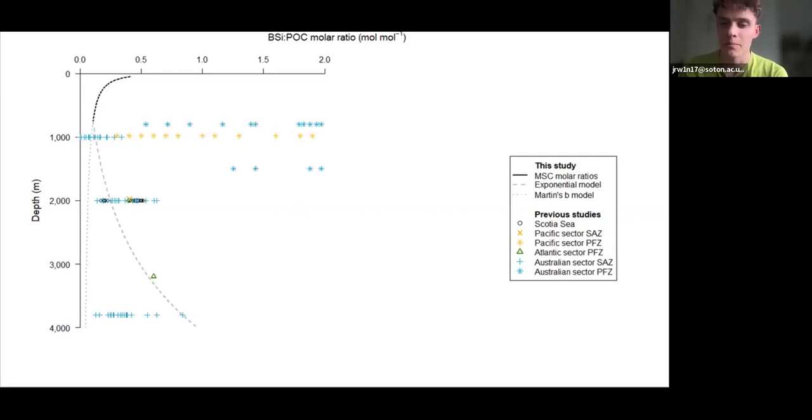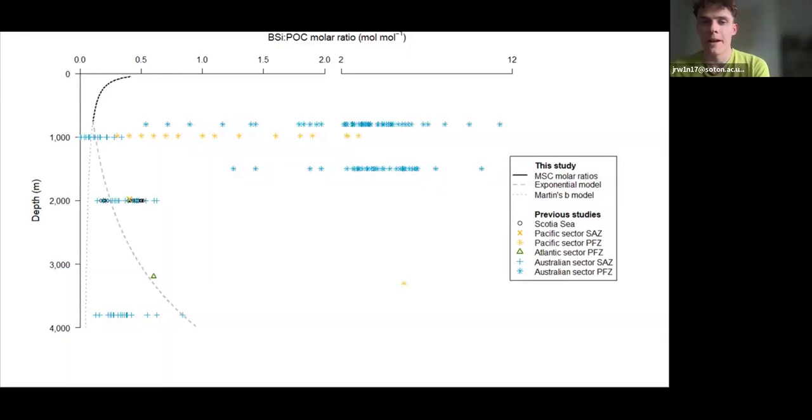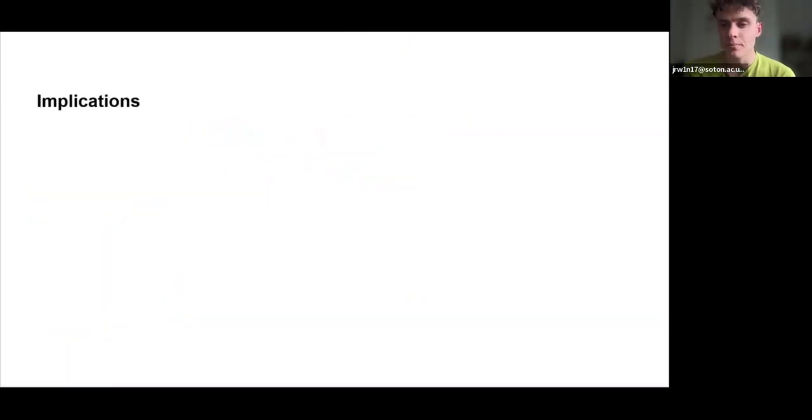previous measurements at depth. But there's one thing I haven't shown here, and that's that I've actually cropped the axes. And you'll notice that the axis on the second part of the plot goes all the way up to 12. So the range of molar ratios observed at depth is pretty huge, could be well over an order of magnitude more than what we observed exiting the mesopelagic. And I think that's really important to bear in mind when looking at what our work implies. I'll come back to that in a second.